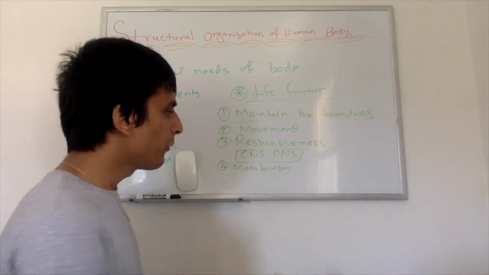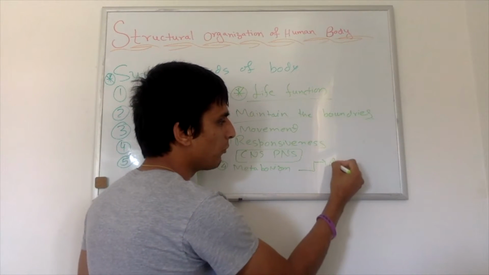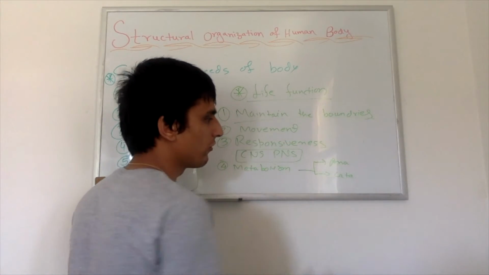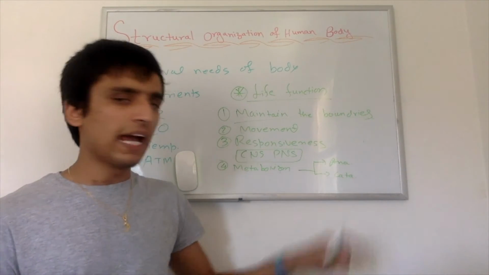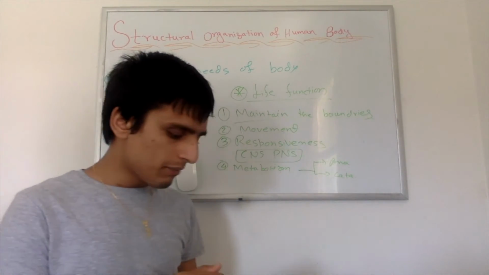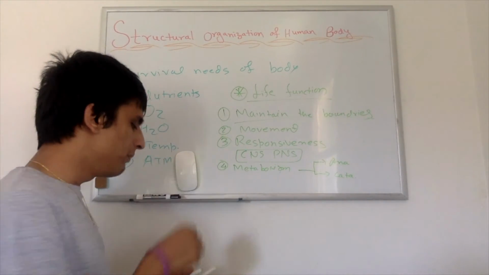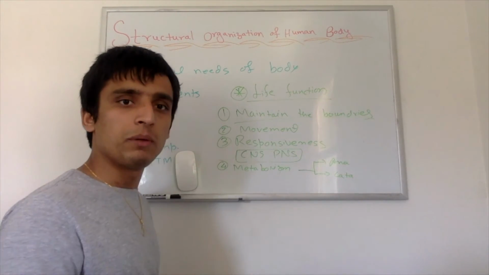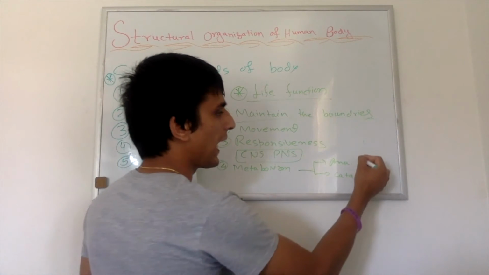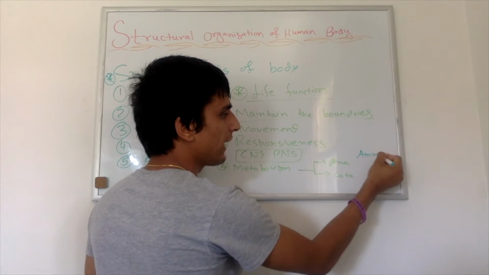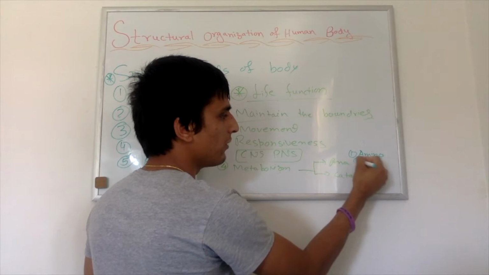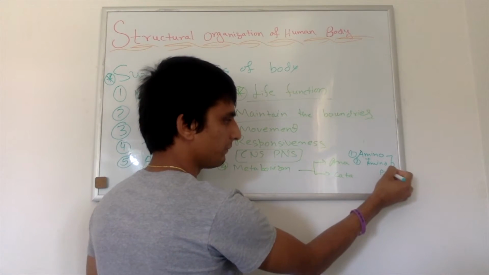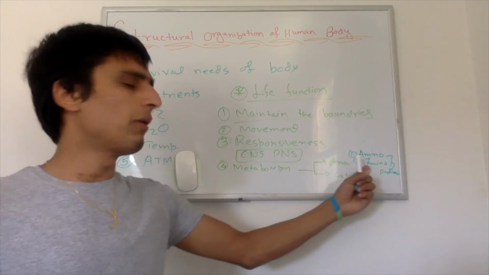So this is all about metabolism, which may be anabolism or catabolism. Anabolism means you are forming a big molecule from smaller ones. For example, different types of amino acids, amino acid 1 and amino acid 2, combine to form, let's say, a protein. This is all about anabolism.